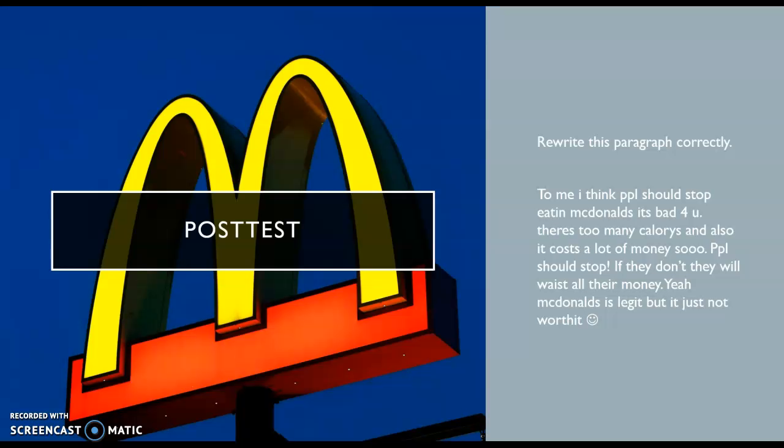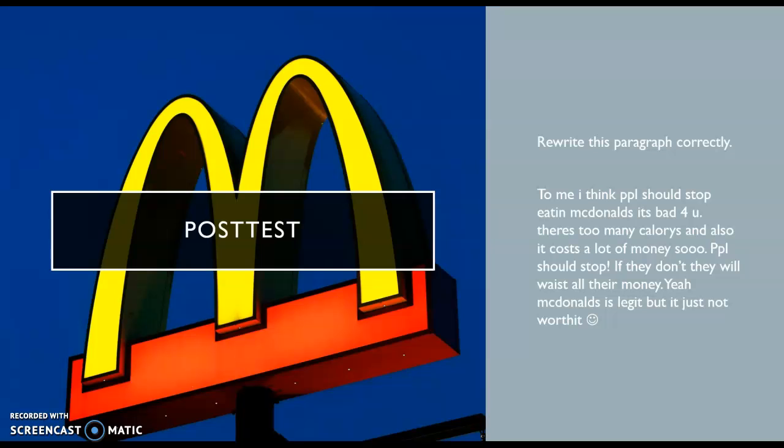So that's the end of my tutorial. Here's something that I want you to consider to make sure that you can put these skills to the test. Here is a paragraph about McDonald's that has several errors that make it not only incorrect but also unprofessional and immature.